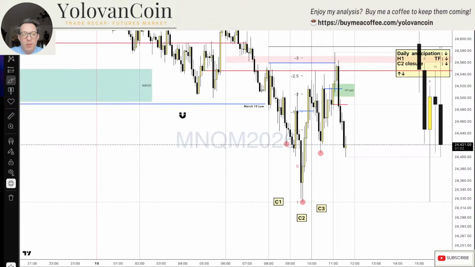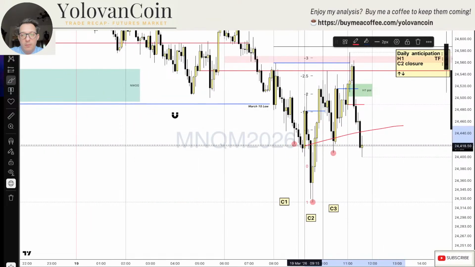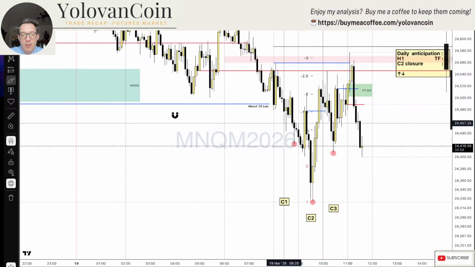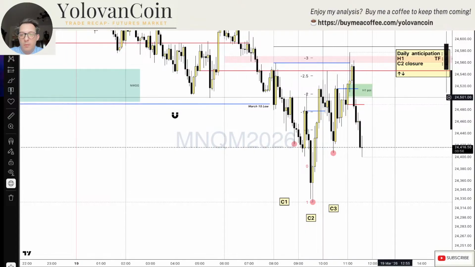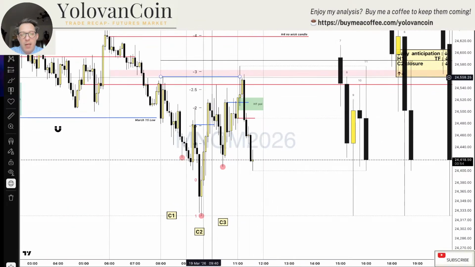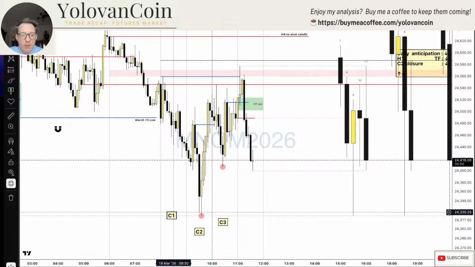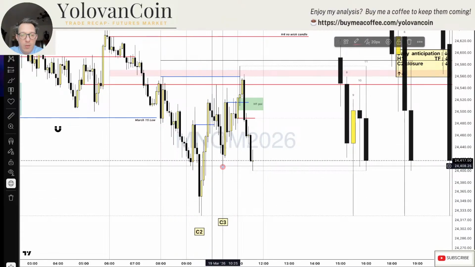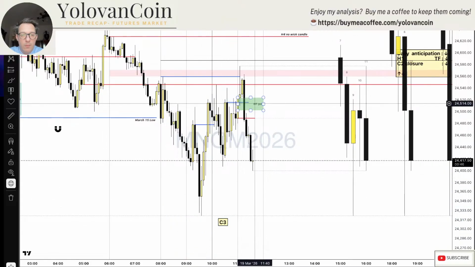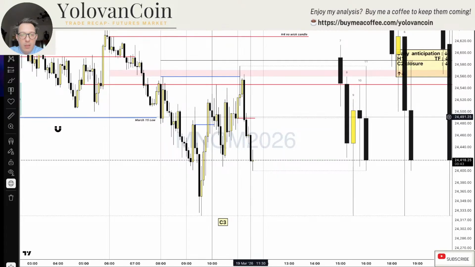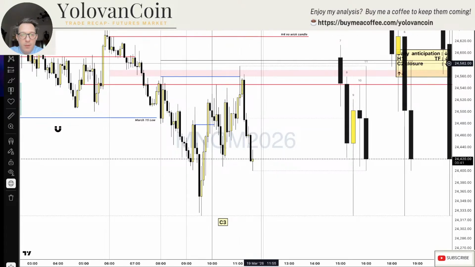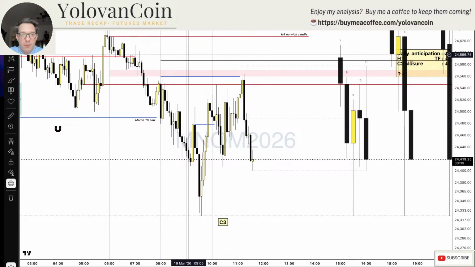Yeah, let me go back to the 5 minute. Took out this area. So now I think this is not valid anymore. I'm gonna delete this because we took out this low. So let me clean my chart a bit. Too much of the noise.